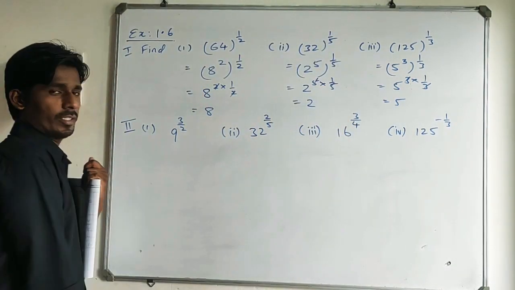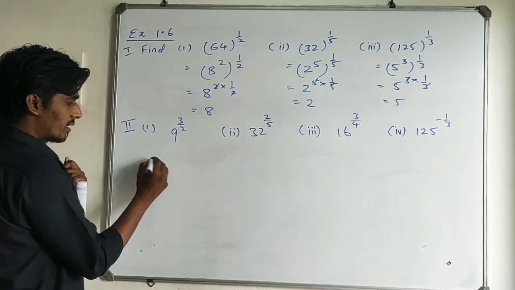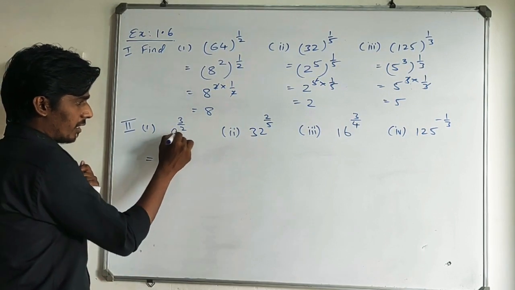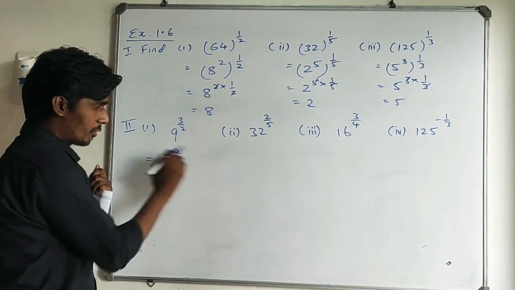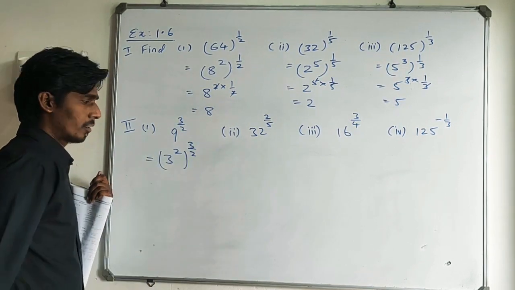Now let's start with the first one. It's 9. We know that 9 is the square of 3. Now instead of 9 I wrote 3 raised to 2, whole raised to 3 by 2.